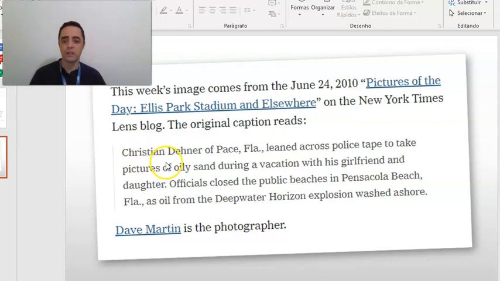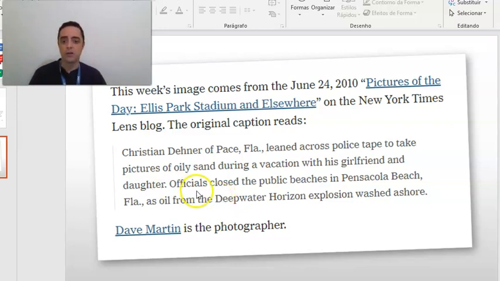So here we have Christian Derner of Pace, Florida, most probably the place where they are, "leaning across police tape to take pictures of oily sand." So he's near the police tape, okay, that yellow tape. He's taking pictures of the sand that is very oily, full of greasy oil, during a vacation with his girlfriend and daughter. So we have three people taking pictures of oily sand.